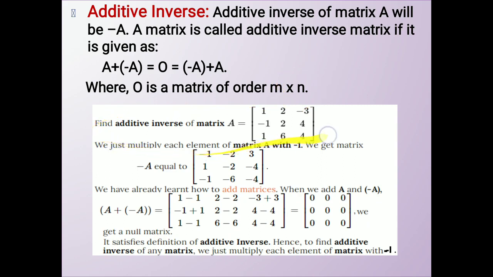Now look at the example over here. This matrix is 3 cross 3. The additive inverse of this will be: all the elements which are positive become negative, and all the elements which are negative become positive. See here, minus 3 becomes plus 3, 2 becomes minus 2, and so on. So once we add, in the sense if we add 1 and minus 1, it is kept over here, 2 minus 2 here, minus 3 plus 3 here, and so on.